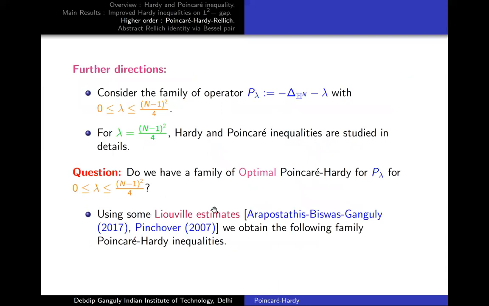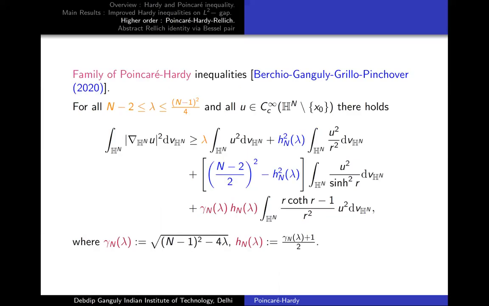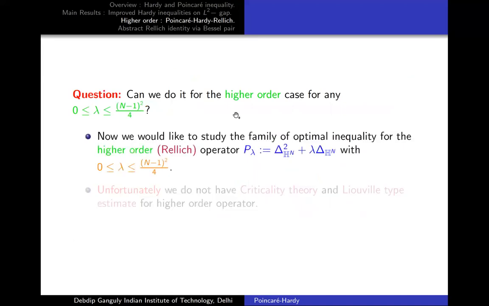I said this because we want to go to the higher order case, and for that this type of for-any-lambda argument is needed. Next I will move to the higher order case, sometimes called the Poincaré-Hardy-Rellich inequality. The question is, can we do it for the higher order case for any lambda from 0 to (n minus 1) whole square by 4? And what type of operator are we now interested in? This is called a Rellich operator, Laplacian squared on Hn plus lambda times the Laplacian of Hn, where lambda varies from 0 to the bottom of the spectrum, (n minus 1) whole square by 4. Of course, for P lambda, you just use the quadratic form. What is the quadratic form of P lambda?